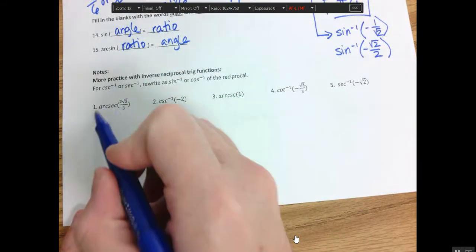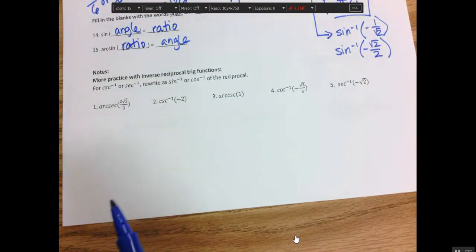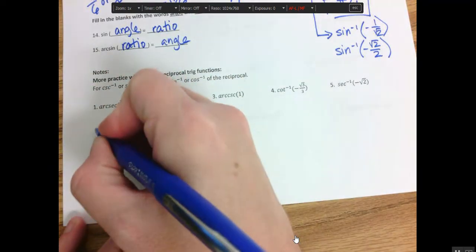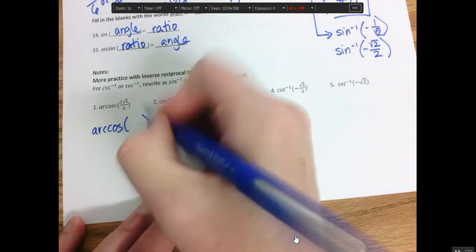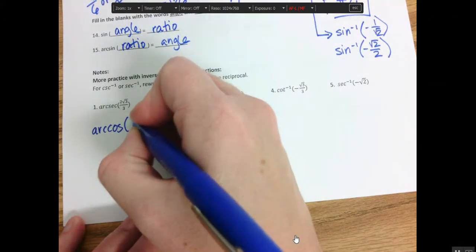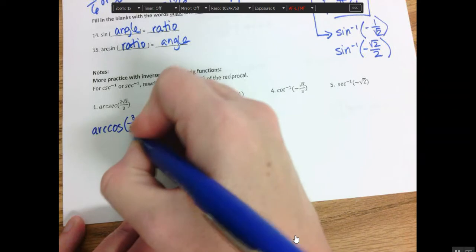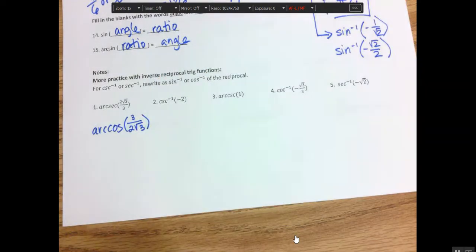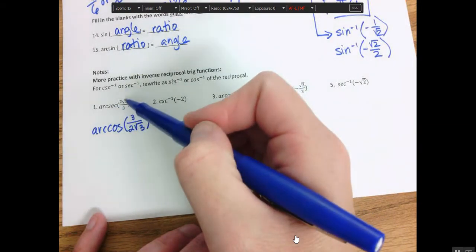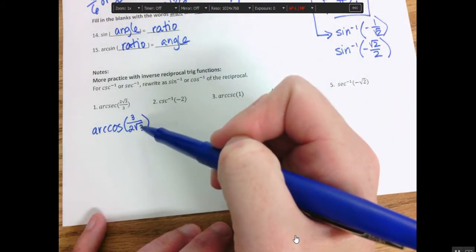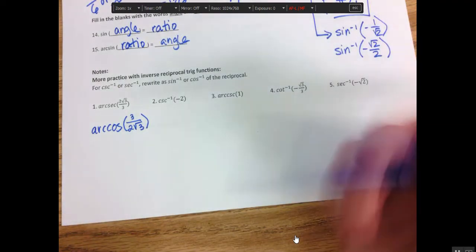So for the first one, you have an arc secant, which is not on the unit circle, but you know that it's a reciprocal of cosine. So if you want to rewrite it as arc cosine, then you can take the reciprocal of the inside, which would make it 3 over 2 root 3. So the reciprocal of secant is cosine, and the reciprocal of your ratio is this one. And so now I still have an equivalent expression.